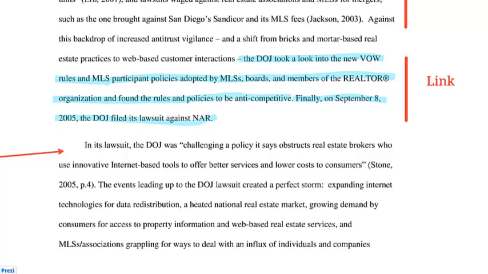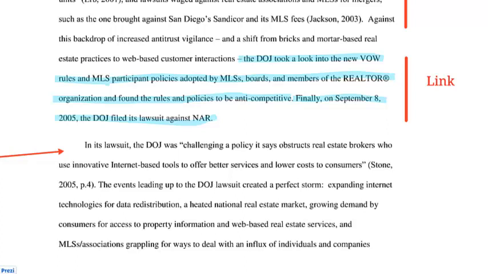Other schools note that L means link, as in transition. In this sense, the final sentences within a paragraph should link to the topic sentence or main idea of the next paragraph, so it acts as a bridge. This sets the reader up to anticipate what the next paragraph will be about.